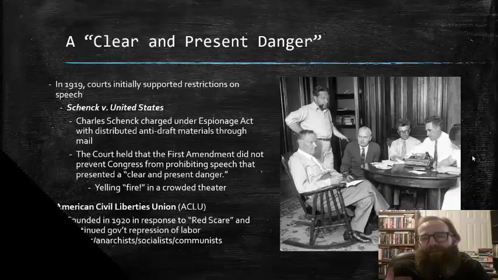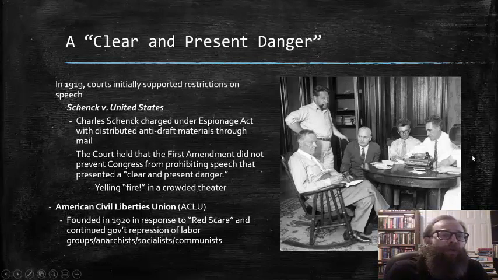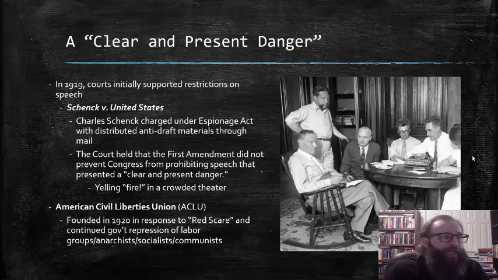In 1919, just at the conclusion of the war, American courts initially supported restrictions on speech, and the best example of this is the case of Schenck versus the United States. A gentleman named Charles Schenck was charged under the Espionage Act with distributing anti-draft materials through the mail.